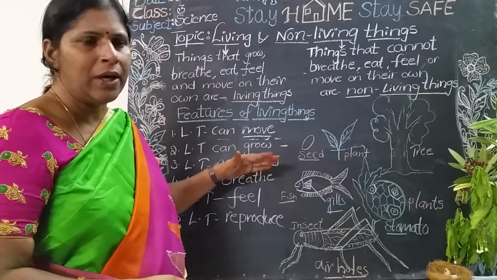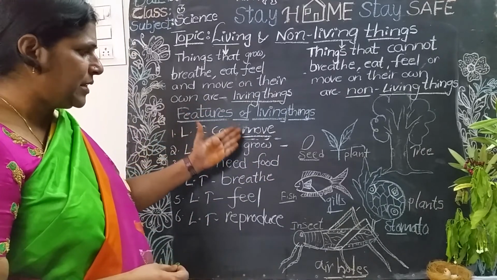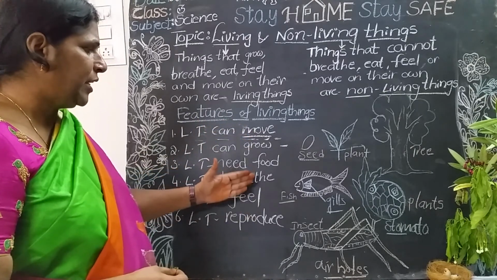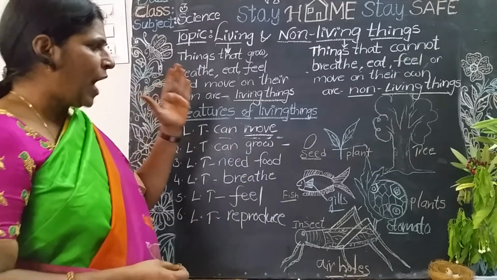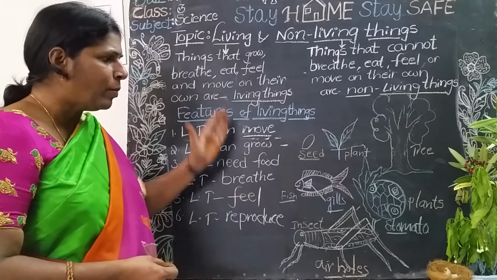Amma, today's homework is you have to underline these words: move, grow and reproduction, breathe, feel. All these words you have to write 2 times, amma. You have to write each word 2 times. This is the homework for you.